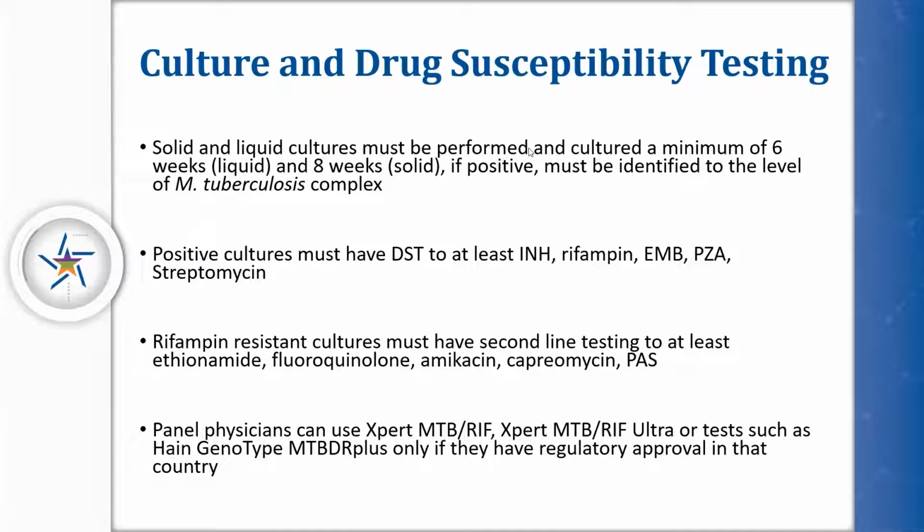tuberculosis and M. bovis. So positive cultures must have drug susceptibility testing to at least the first line drugs, isoniazid, rifampin, ethambutol, pyrazinamide, and then another requirement, streptomycin. So rifampin resistant cultures must have second line testing to at least ethionamide, fluoroquinolone. That can be moxifloxacin, levofloxacin, ofloxacin, any of the 3, and then amikacin, capreomycin, and PAS.